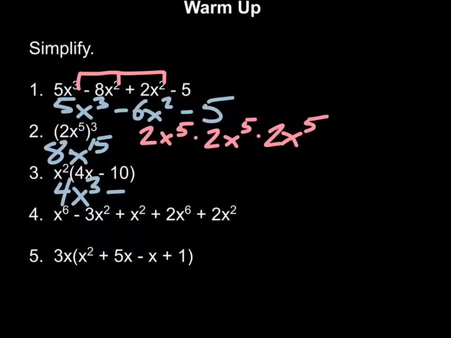Then the minus stays a minus, and I do x squared times 10. Well, x squared times 10 is just 10x squared. And so then that's our final answer. It can't be simplified at all past that.